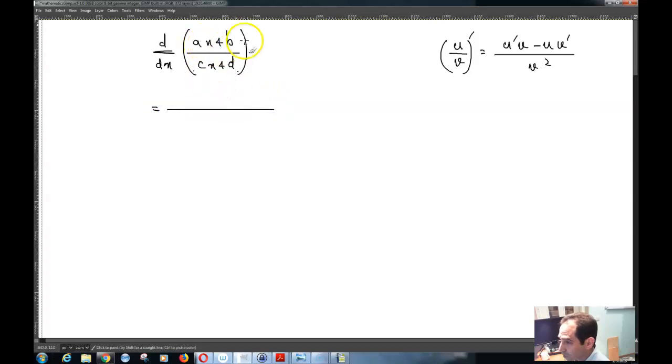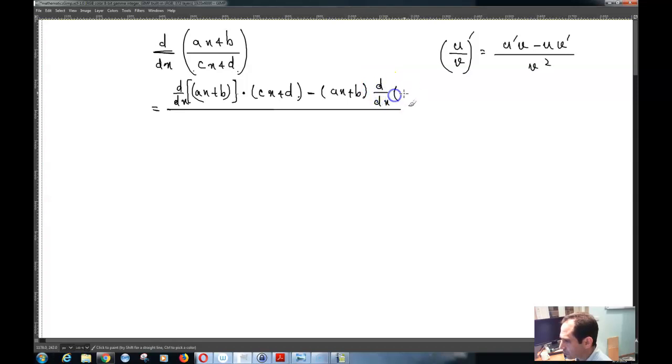So you can write this as u prime, meaning d by dx of ax plus b, times cx plus d. I put this in brackets, meaning that I'm taking only the derivative of this part, times cx plus d, minus the first function, which is ax plus b, times the derivative of the second function, which is d by dx of cx plus d. And then you divide that by cx plus d whole squared.